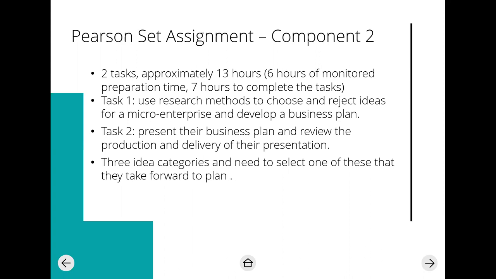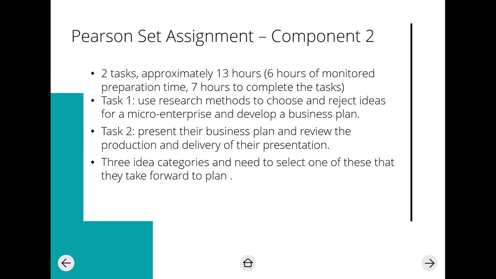So this component is now two tasks. We've given it, again, approximately 13 hours. I am saying approximately, and I'm going to keep saying approximately because we get so many questions on this. It's approximate. They may need a certain amount of prep time, again depending on your timetabling, when you can get them to do this research and preparing themselves and so on. And roughly 7 hours to complete the tasks.